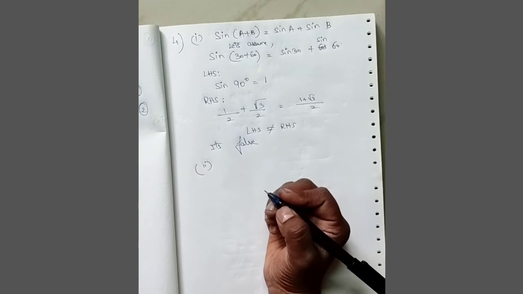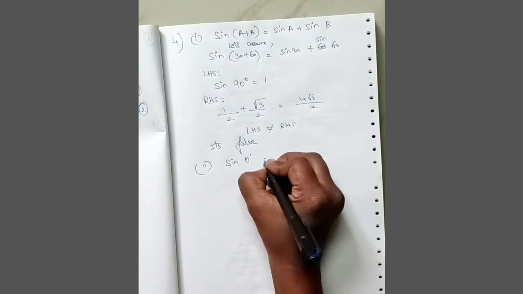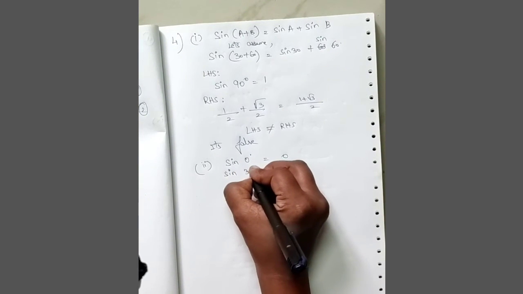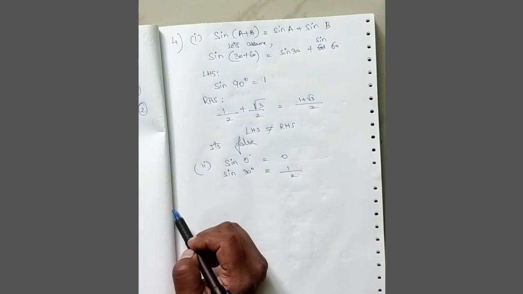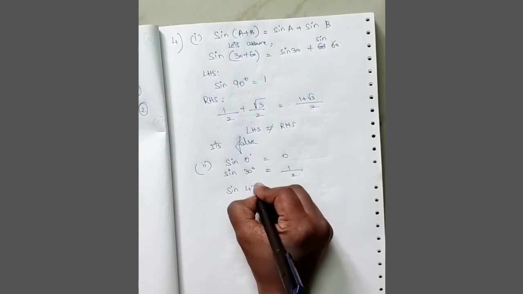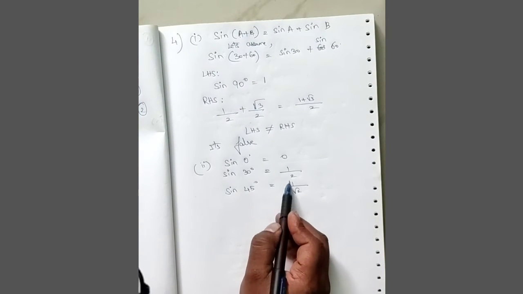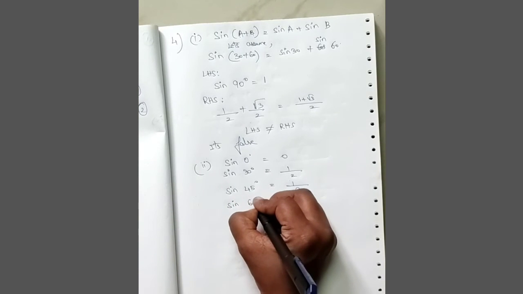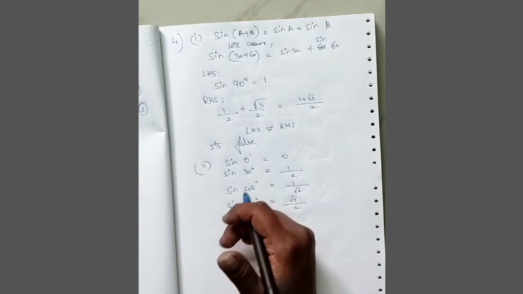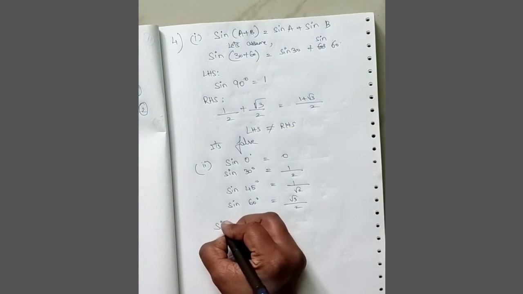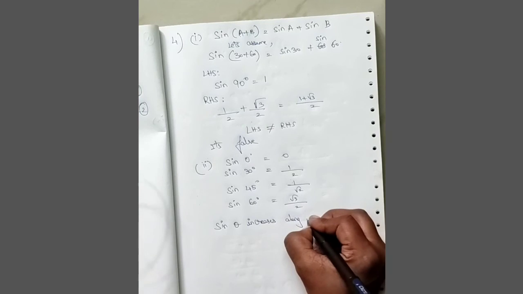Value of sine theta increases as theta increases. Sine theta, let's see what it is. Sine of 0 is 0. Sine 30 is 1 by 2. You can see this in the chart. So half is greater than 0. Then sine 45 is 1 by root 2, which is greater than 1 by 2. Then sine 60 is root 3 by 2, which is greater than 1 by root 2. So it keeps on increasing. So what is given is correct. Sine theta increases along with theta.